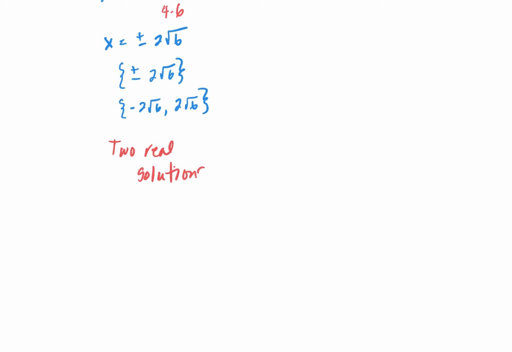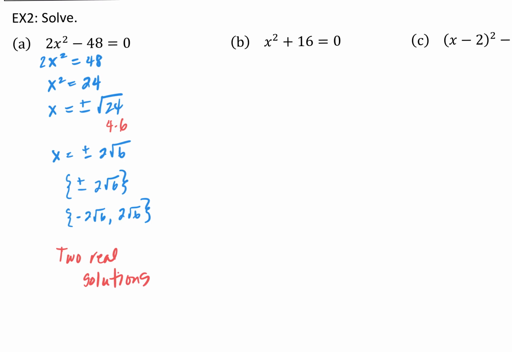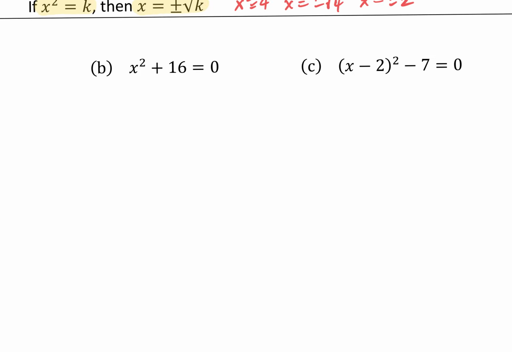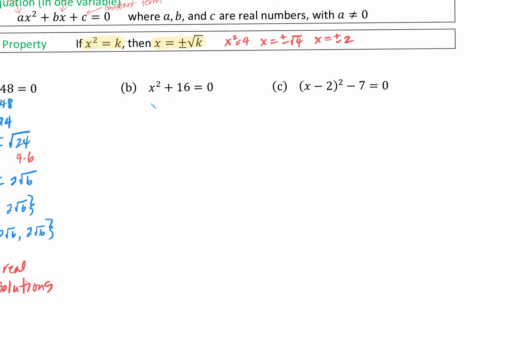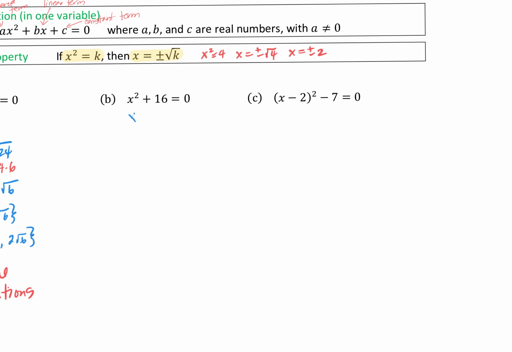Let's try this again. With b, we have x squared plus 16 is equal to 0. If I get the x squared by itself, I need to subtract 16 from both sides. And the pen's not working. To get a minus 16. Now that I got the square by itself, I can get x equal to plus or minus the square root of negative 16.